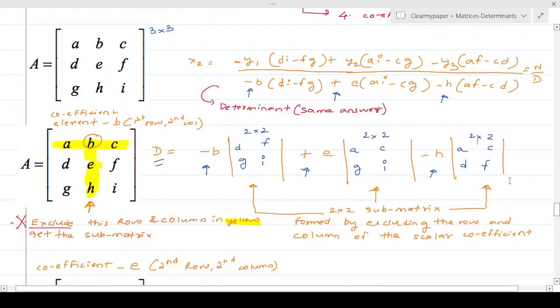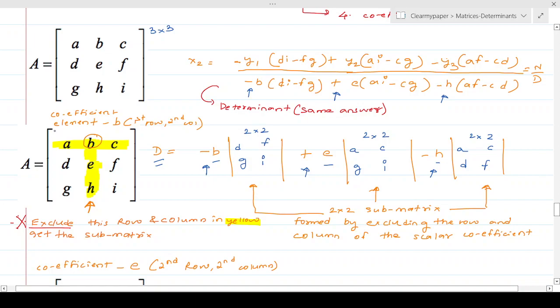So if you look at here, what's happening? Just focus on the scalar, the number that is outside the determinant, which is b, which is e, and which is h. And for the time being, don't worry about the algebraic sign, that will always alternate. Just focus on the value. So how is it defined?